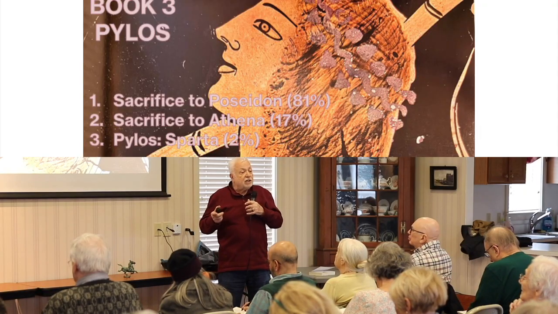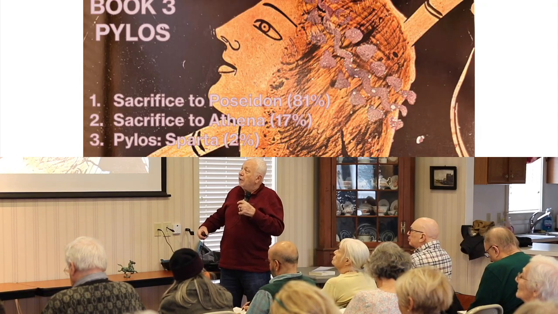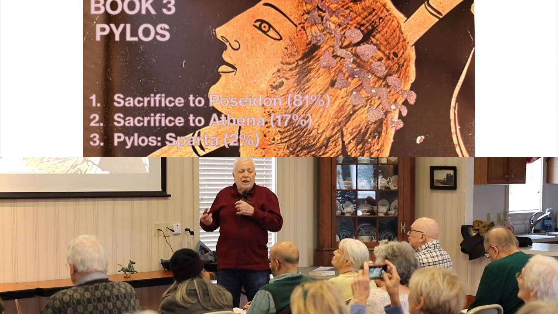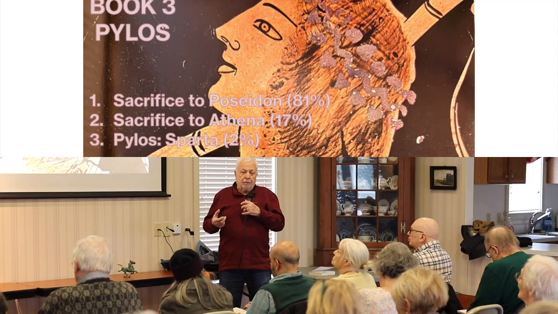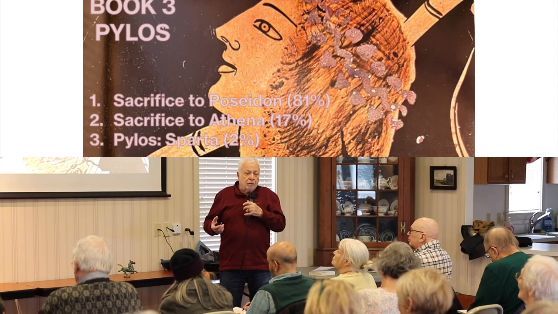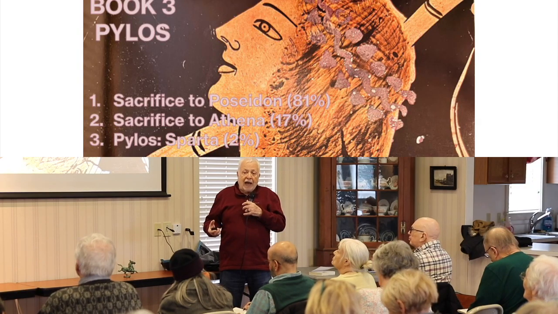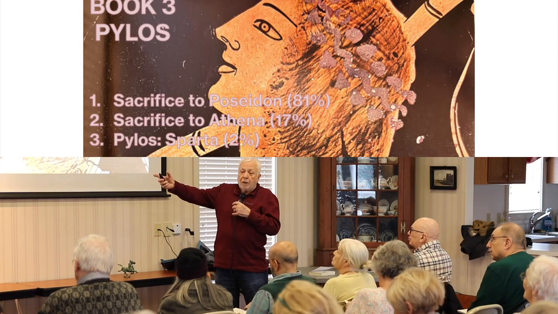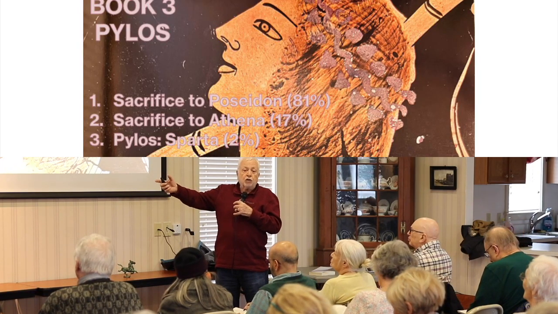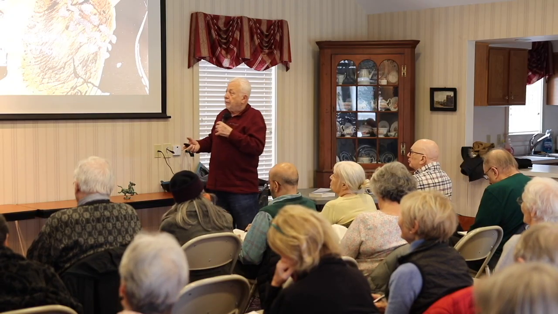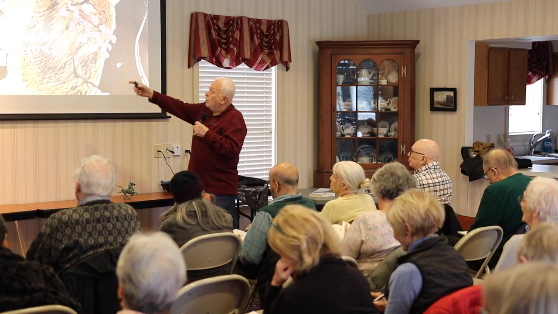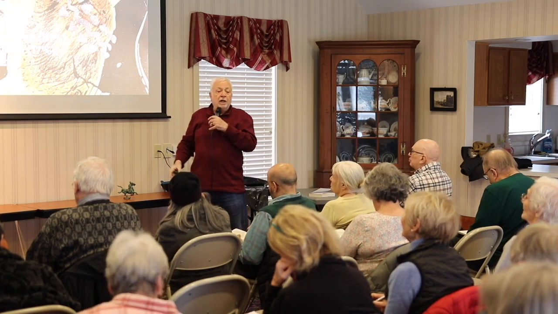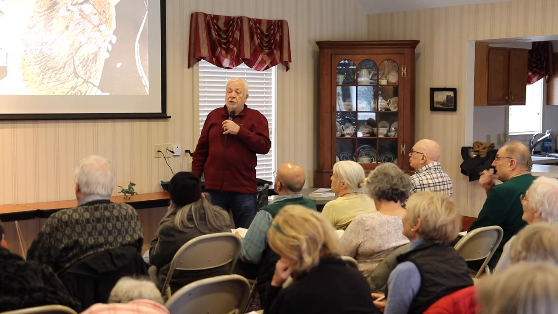And what you see in these 2 books, 3 and 4, are the qualities that are needed for a good king. And it's sacrifice, belief in the gods, and hospitality. This book is all about sacrifice. The next book is all about hospitality. So you can see again with the percentages. Sacrifice to Poseidon. 81% of the book is given over to sacrifice to Poseidon.